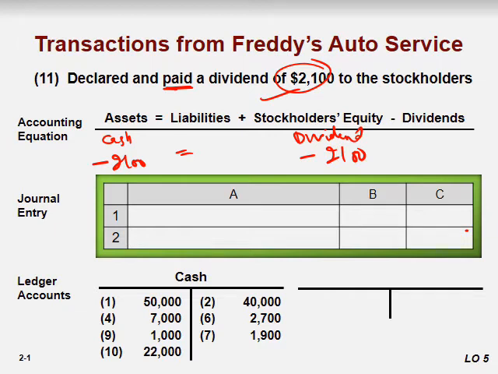Cash account decrease, it means this is credit. Remember, we have two exceptions regarding stockholder equity. One is expense and one is dividend. When dividend increase, debit. When dividend decrease, credit. So what is the entry here?